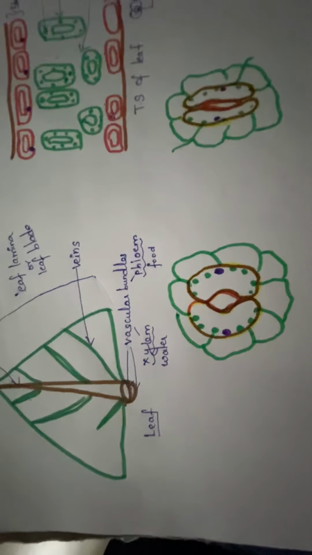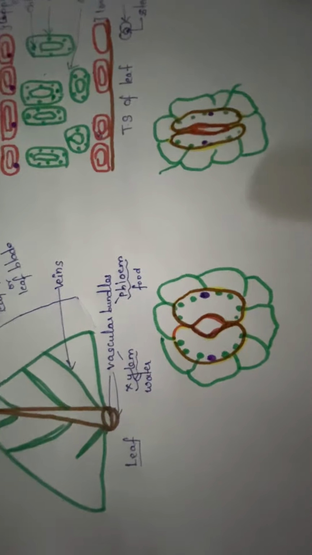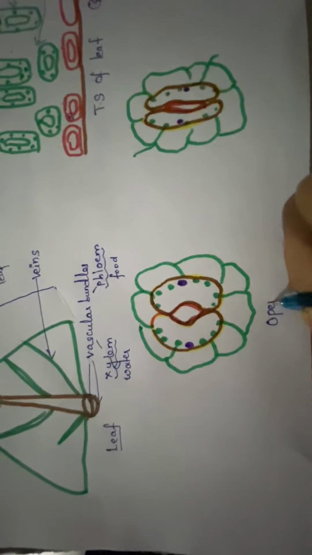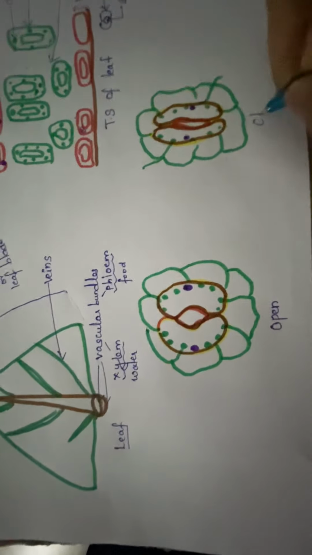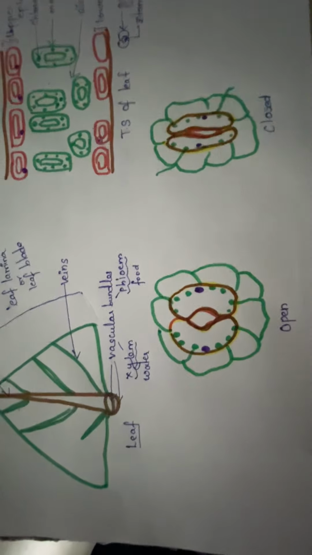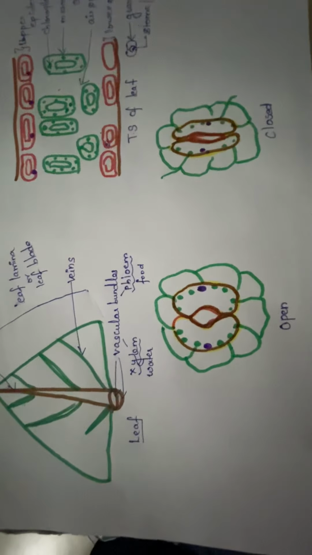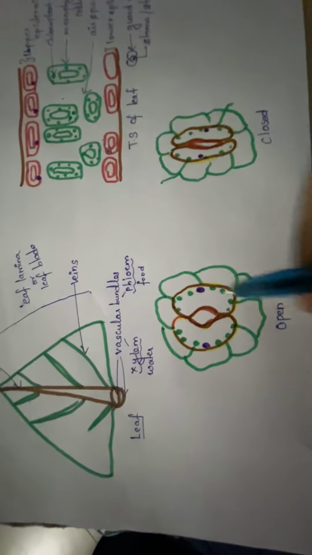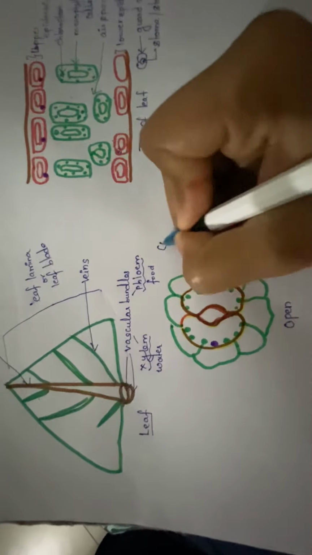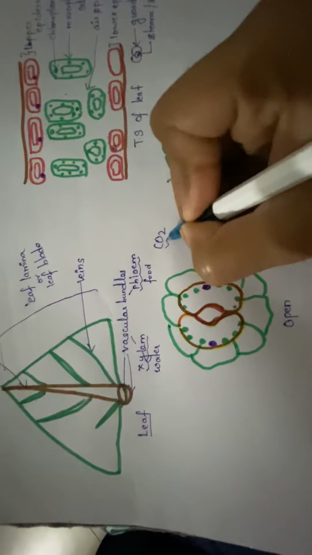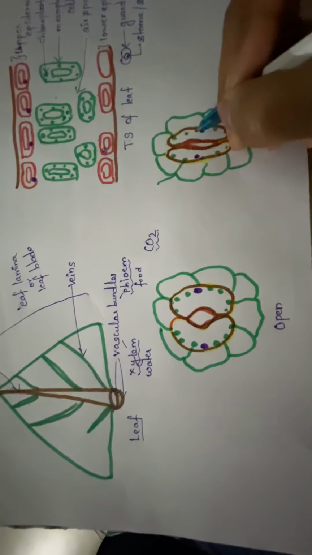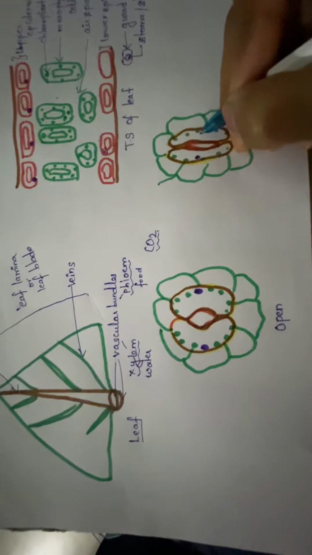This is how a stomata looks. Here you see I have drawn two diagrams. One is of an open stoma and the other is of a closed stoma. Now why does this opening and closure of stomata take place and how is it regulated? So children, the opening and closure of stomata depends upon the requirement of carbon dioxide. When the plant requires carbon dioxide, it opens the stomata. When it doesn't require carbon dioxide, it closes the stomata.